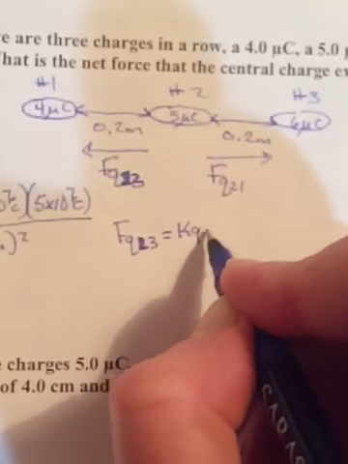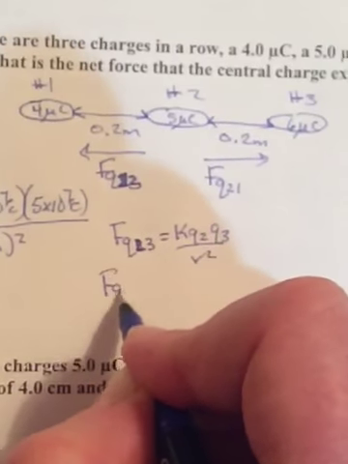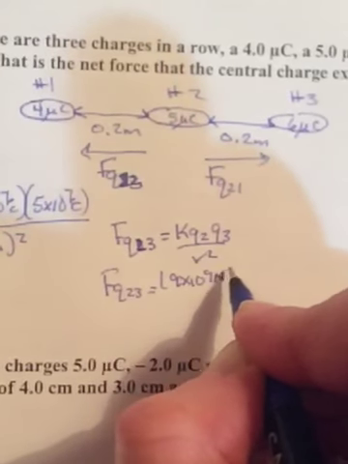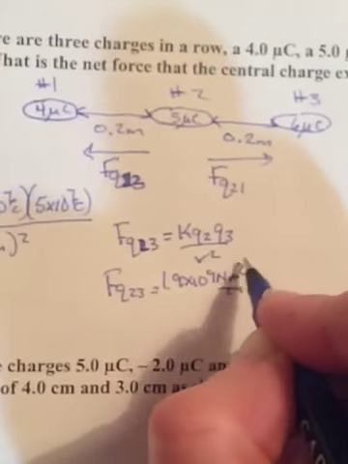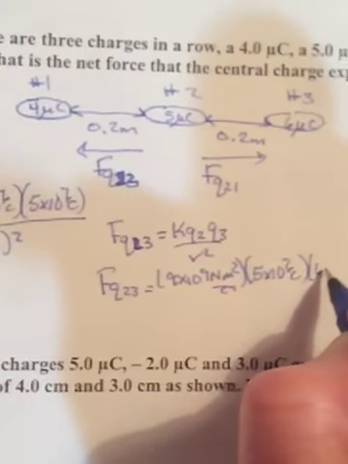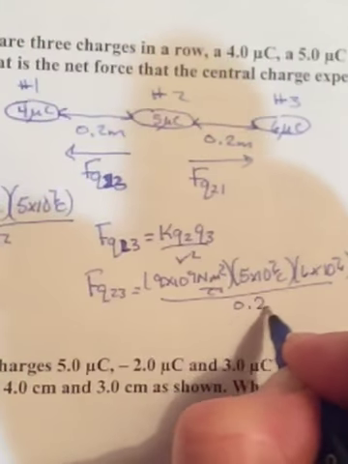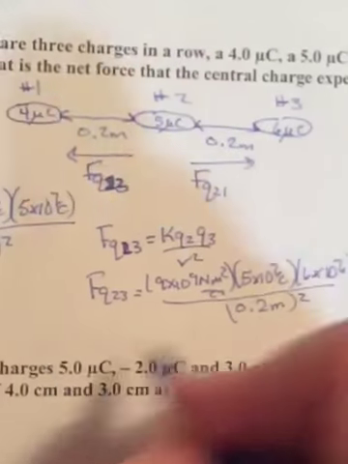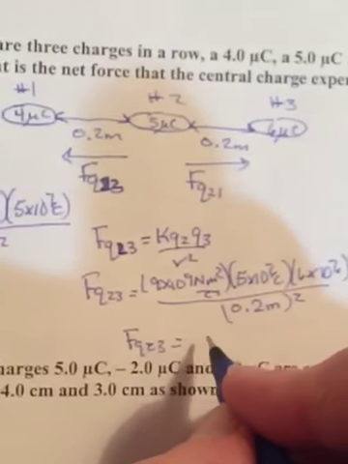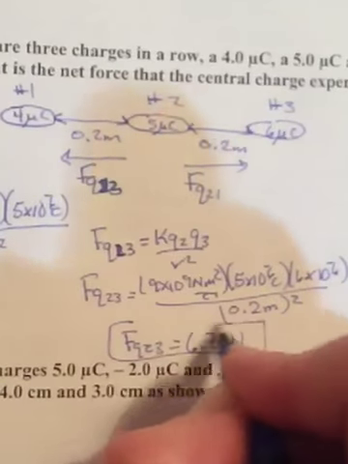So K Q2 Q3 over R squared. And so 2-3, 9 to the 9th newton meters squared per coulomb squared. 2 is 5 to the negative 6. 3 is 6 to the negative 6 divided by 0.2 meters squared. And when you did this, you should have gotten 6.75 newtons, I think. Okay, so we have our two forces.